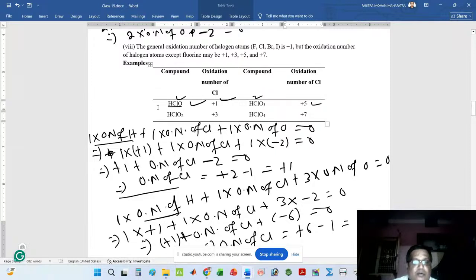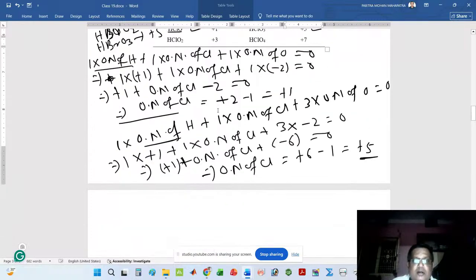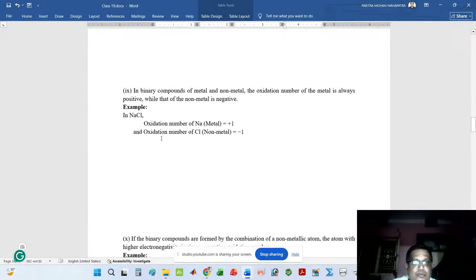That means in case of HBrO, the oxidation number of bromine is plus 1. In case of HBrO2, the oxidation number is plus 3. In case of HBrO3, the oxidation number is plus 5. In case of HBrO4, the oxidation number is plus 7. You can also think about the rest of the halogen atoms. Next, I will move to another rule.